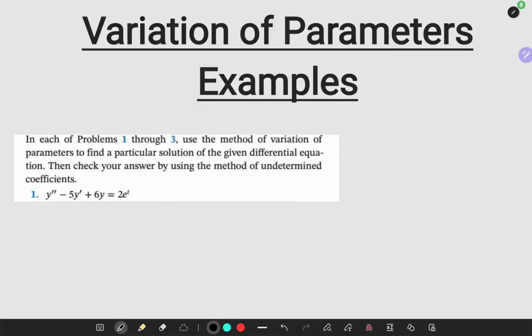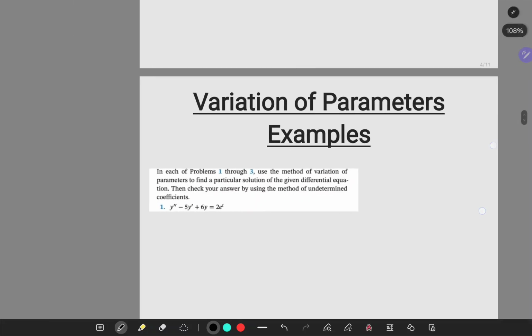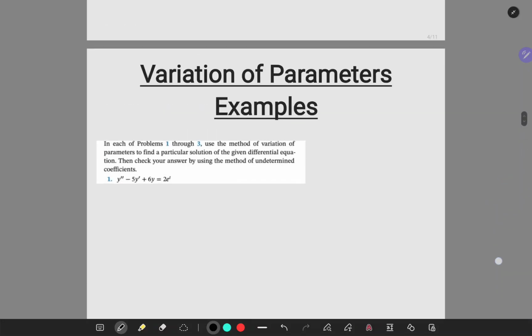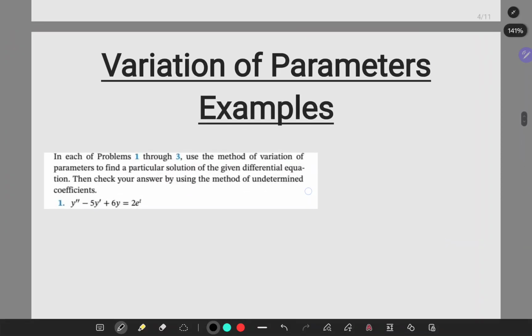In this video we're going to look at some more variation of parameters. I'll go through a bunch of examples. I have three examples, which is plenty. Okay, let's just dive right in.